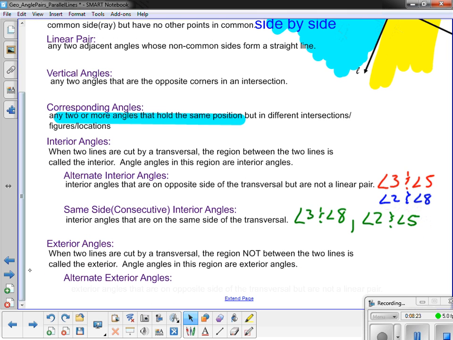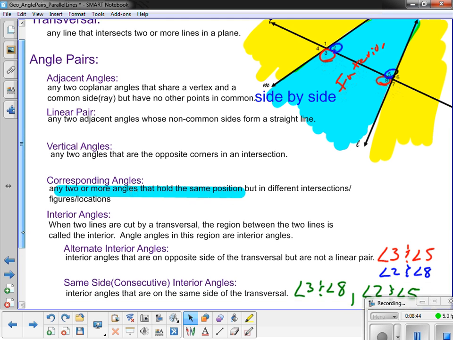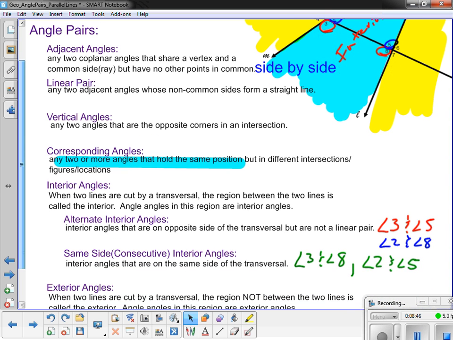Now there's a special type of exterior angles called alternate exterior angles, and they're exterior angles that are on the opposite sides of a transversal, but are not a linear pair. When I look at this, 6 and 7 are on opposite sides of the transversal, but they're a linear pair. Whenever I think about any of these angles down here at the bottom, the corresponding, alternate interior, same side interior, and alternate exterior, I have to pick points from two different intersections.